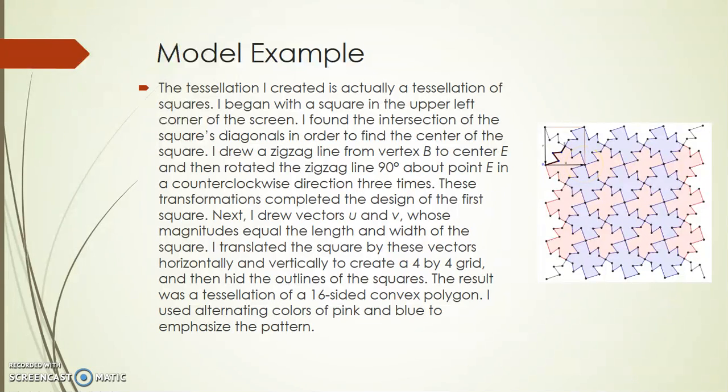which are the width and length of the square, and then they translated the square over and over. And then they translated the rows, and then hid the outlines of the squares, and only highlighted the extra parts. So this is actually just squares, but they created polygons on top of these points of these regular shapes that the zigzag lines created. And then they alternated those colors so you could see the pattern. This is one of the techniques Escher used to create tessellations.